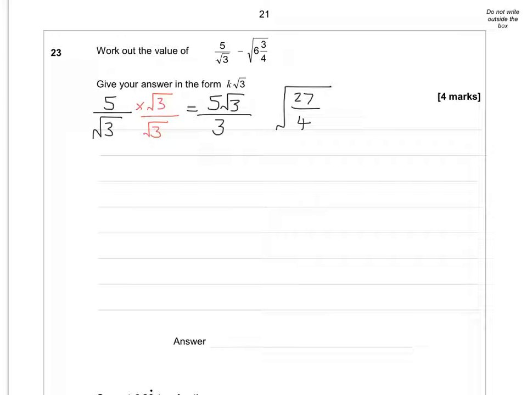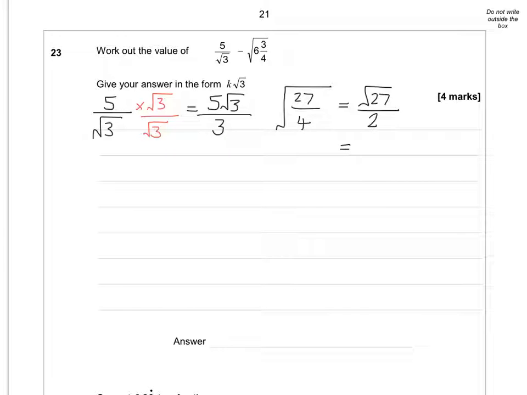Now how did I know that? Well, I know that 6 is 24 quarters, and I've got 3/4, which makes 27 overall. Or some people just do 6 times 4, add on 3, and that gives you the numerator. Right, the square root of 27, we'll deal with that in a minute. The square root of 4 I know is 2. Now let's simplify root 27.